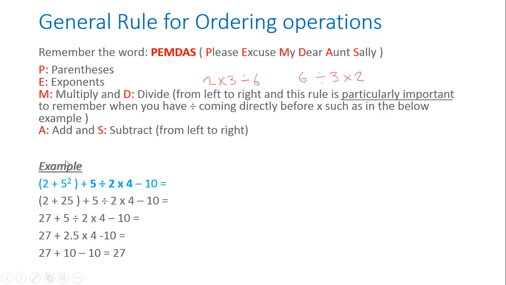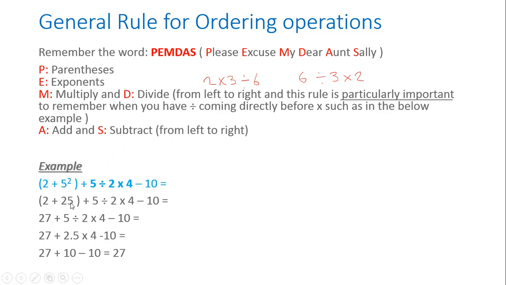Let's take an example. This numerical expression between brackets: 2 plus 5 to the power of 2. Then we close the bracket and we add 5 divided by 2 multiplied by 4 minus 10. So according to the previous set of rules, we have to do the operations inside the brackets first. So we look into the bracket to find 2 plus 5 to the power of 2. So what do you do first, the exponents or the addition? We notice that the exponents precede the addition in the set of rules. So we do it first. 5 to the power of 2 equals 25.